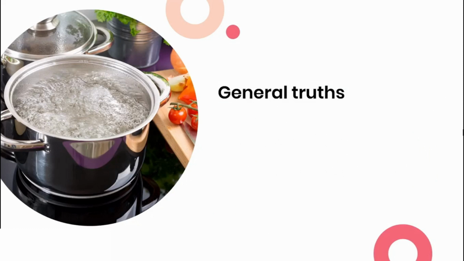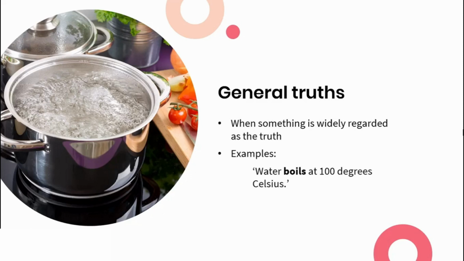The first context in which you can use present simple tense is when you are talking about general truths. In other words, when something is widely regarded as the truth. For example, water boils at 100 degrees Celsius. We breathe oxygen. Both of these examples contain information that cannot be challenged.